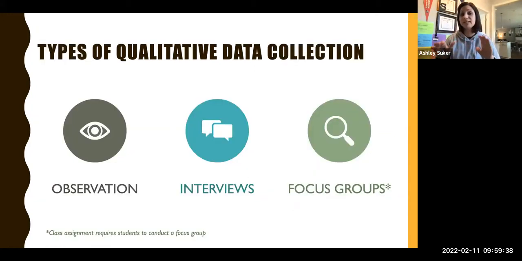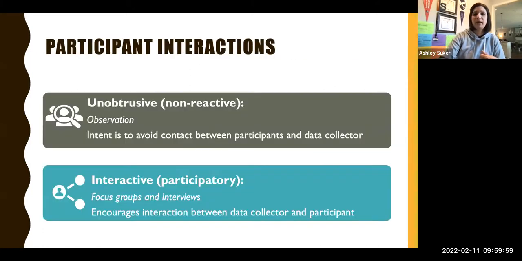Okay, so our main types of qualitative data are observation, interviews, and focus groups. Like I said, for your class project, you will be doing a focus group. So that's the one we're really going to dive into. The main difference between focus groups and interviews being that interviews are one-on-one and focus groups tend to be groups of 8 to 10. Okay, let's talk about participant interactions.